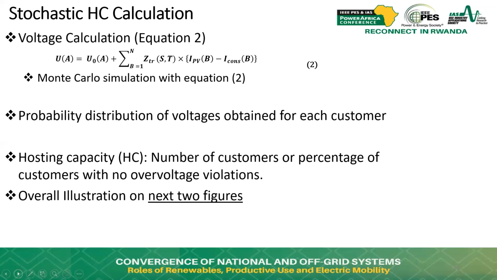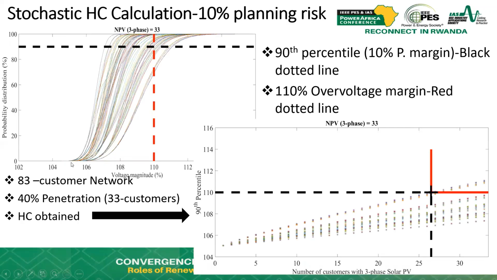Once we apply equation 2, we obtain the voltage for each customer for the number of samples that are applied. In this case, 10,000 to 100,000 samples were applied. What is applied in terms of the planning risk is the 90th percentile or 10% margin. This is the black dotted line in this first figure. Then we use a 10% margin in terms of voltage, so 110% is the threshold for which the voltage rise is permitted.